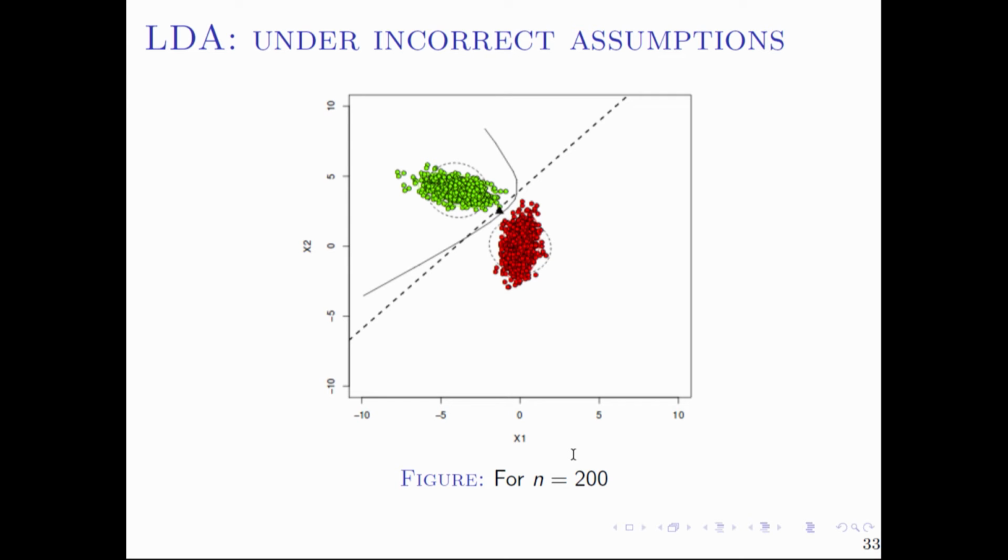And under the incorrect assumption, here actually the base classifier is not a linear classifier, it is a quadratic classifier, but we had assumed it is linear, so our classification also changes. Our performance of the classification changes.